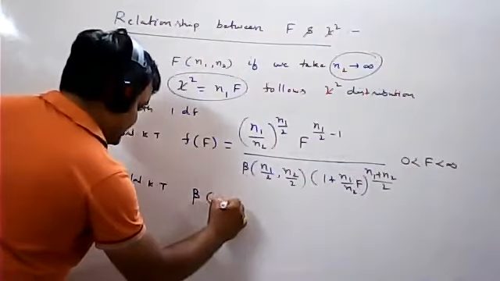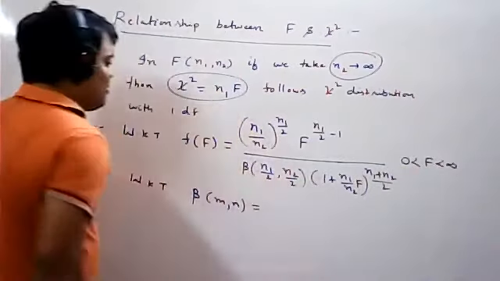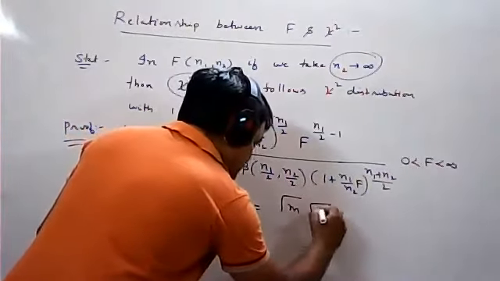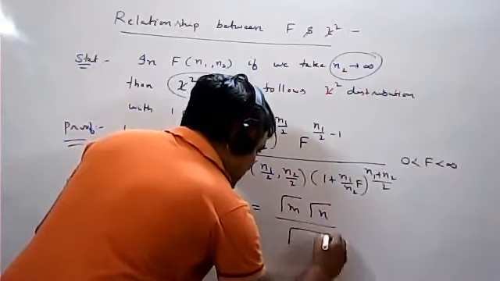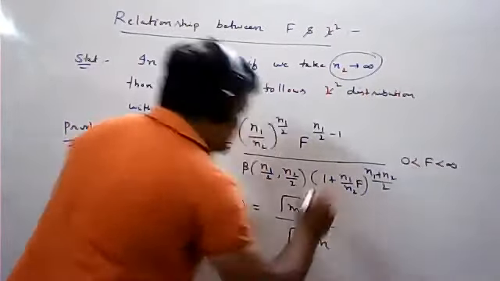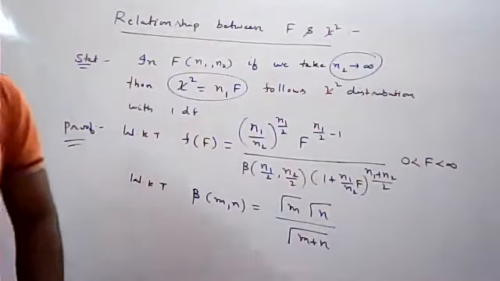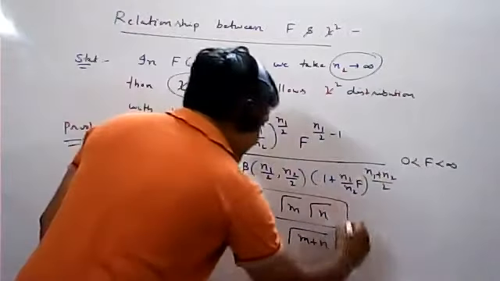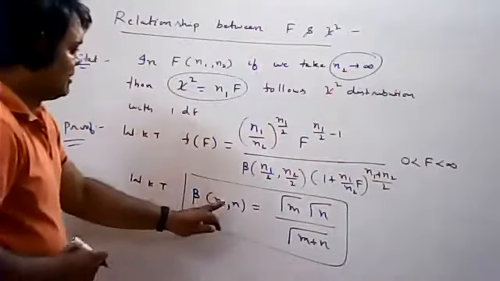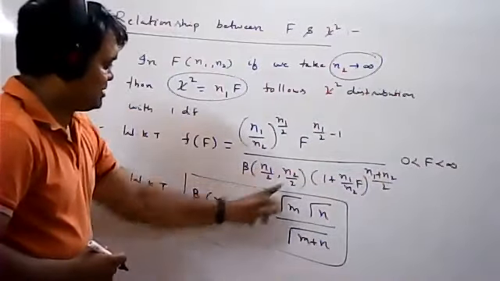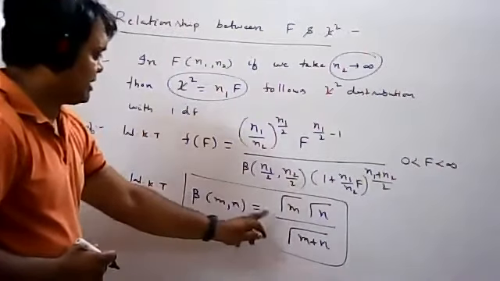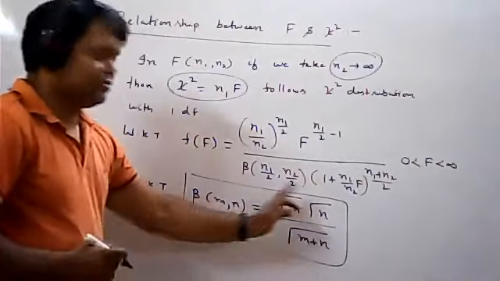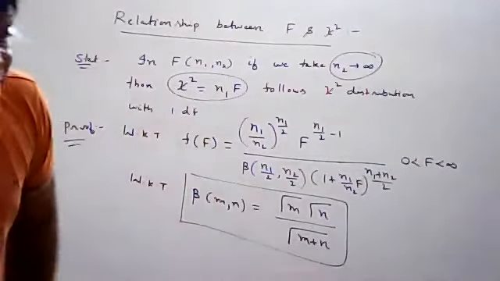We know that beta m comma n equal to gamma m into gamma n by gamma m plus n. This formula I will apply here, because in place of m we have n1 by 2, and in place of n we have n2 by 2. So I can write in place of m n1 by 2, in place of n n2 by 2. Then what you will get?